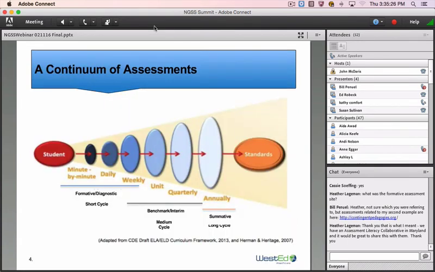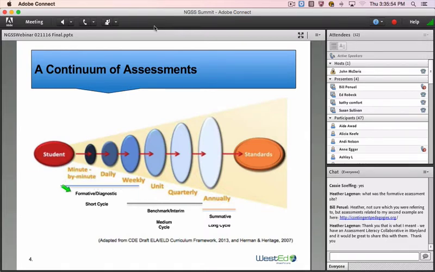So this is a continuum that was adapted from a California Department of Education curriculum framework, and it represents just one way of looking at a continuum or a range of assessments from the classroom to the state level. And it starts with, oh, there's an error here. Okay. It's actually kind of interesting.